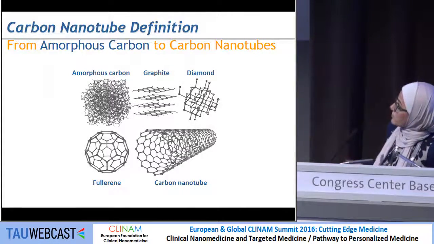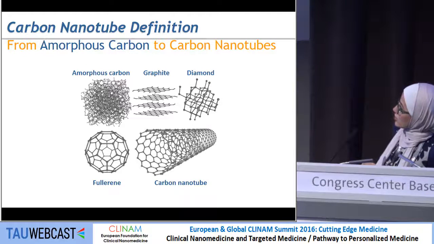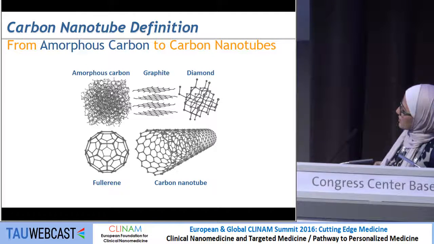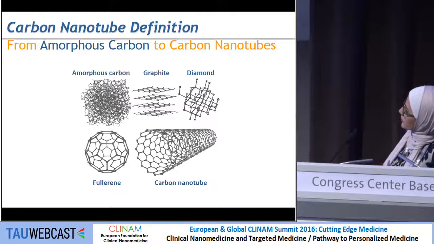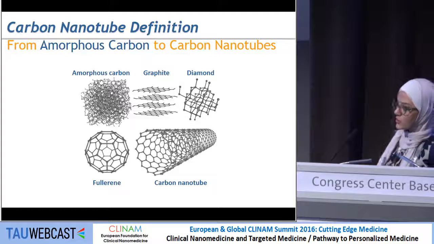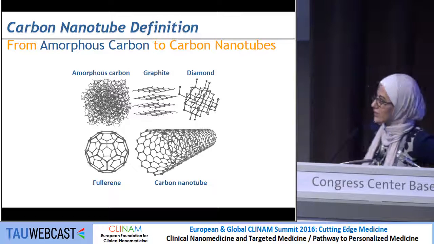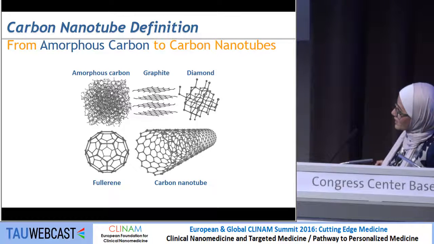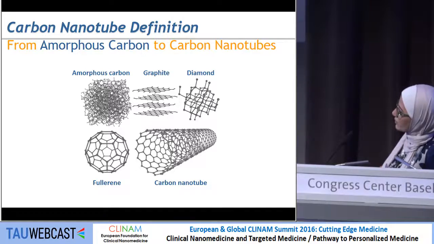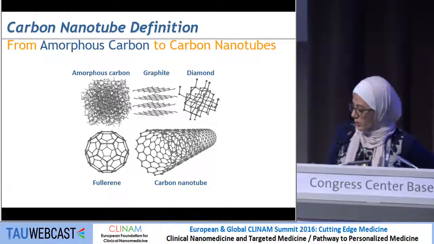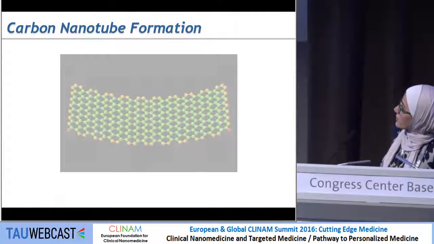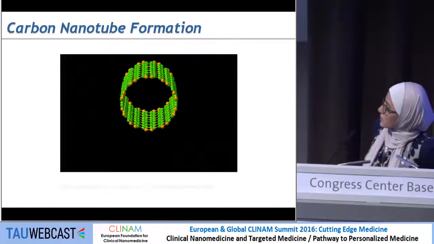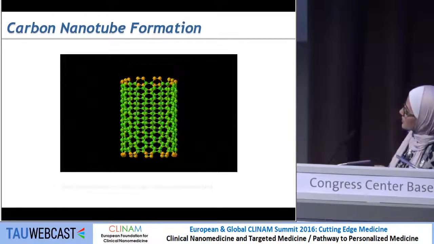So nanotubes, the structure I'm going to talk to you about today, is this one. It's one of the different carbon forms available, and we're interested in this because it has a different shape. It has a long aspect ratio, which makes it different from the rest of the spherical nanoparticles. One of the main limitations here is the surface properties of the material.